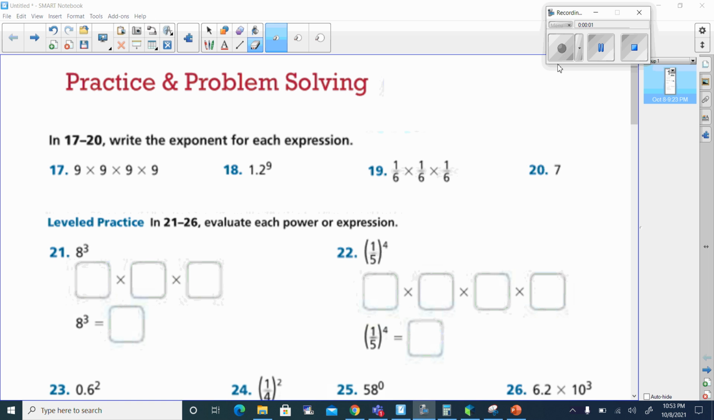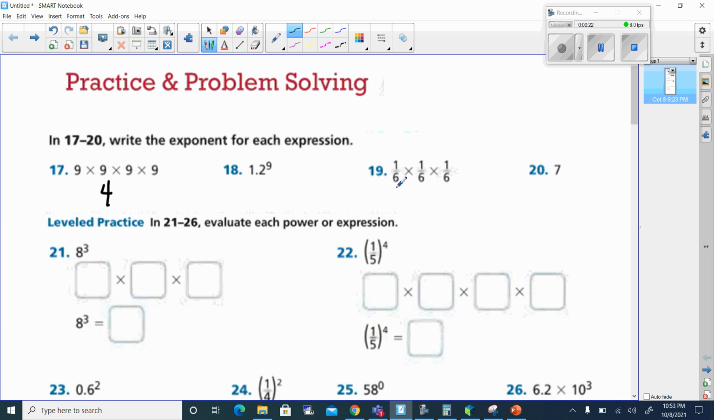All right, sixth graders, we're going to go over our homework for 3-1. So let's begin here. It says write the exponent for each expression. We know that if 9 times itself 4 times, and that's what this is, 9 times 9 times 9 times 9, that means we're going to have 9 to the 4th power, and that means our exponent would be 4.